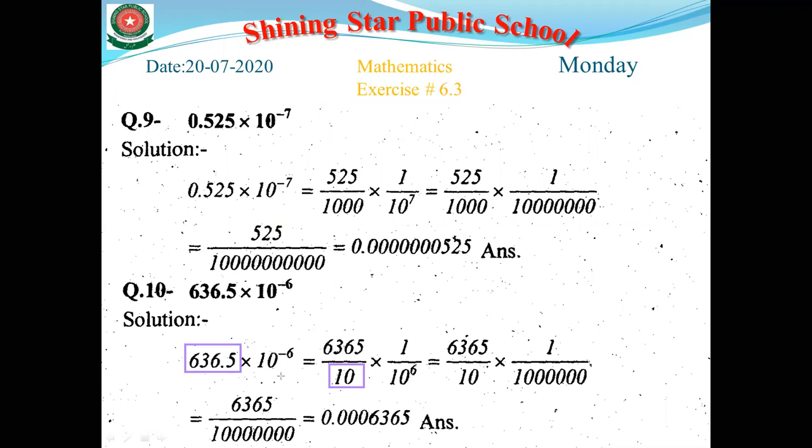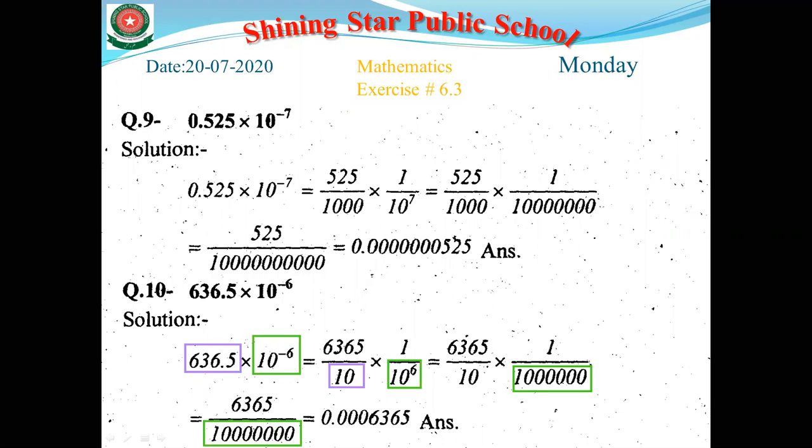Here is 10 power minus 6. So when we write it in the denominator, it becomes 10 power plus 6. Because we know that when we have a negative power and we write the number from numerator to denominator or from denominator to numerator, its power sign will be changed. Now 10 multiplied by 1 and 6 zeros, means 10 lakh. Why? Because 10 power 6 is 1 and 6 zeros. Now 10 multiplied by 1 and 6 zeros becomes total 7 zeros in the denominator.